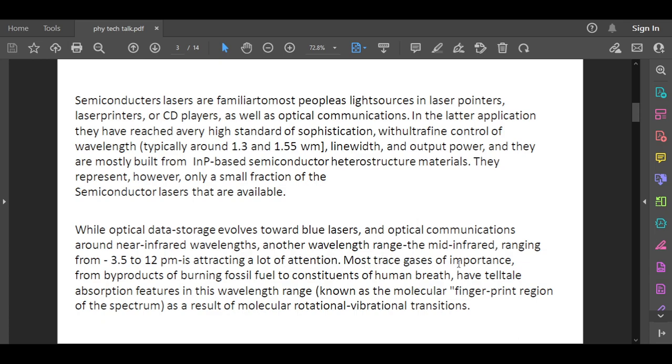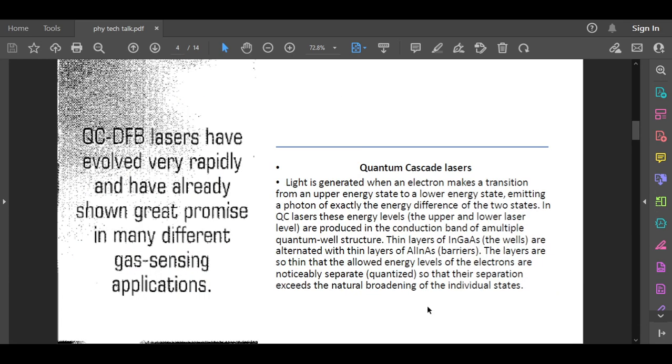Most trace gases of importance, from byproducts of burning fossil fuels to constituents of human breath, have telltale absorption features in this wavelength range, known as the molecular fingerprint region of the spectrum, as a result of molecular rotational-vibrational transitions. Quantum cascade lasers and QC-DFB lasers have evolved very rapidly and have already shown great promise in many different gas sensing applications.